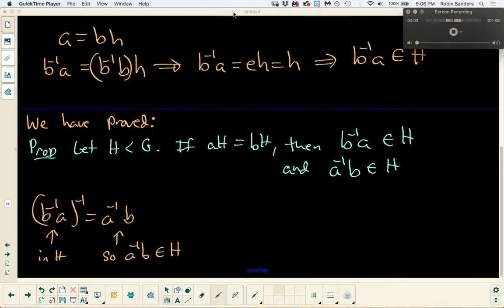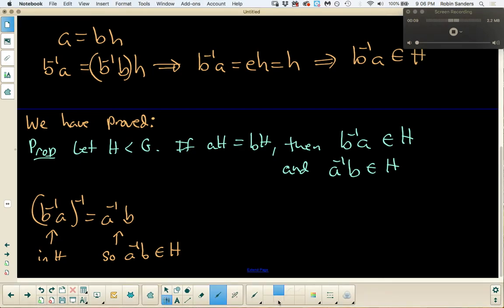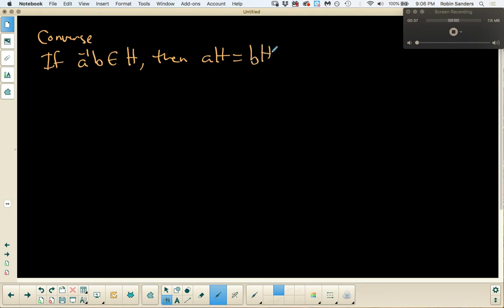Well, now that we have this proposition proved, let's ask the question: can we prove its converse? So let's look at the converse of this particular proposition. The converse would state, if this funny product, A inverse times B, belongs to H, then the two left cosets are equal to each other. So let's see if we can get this thing proved.